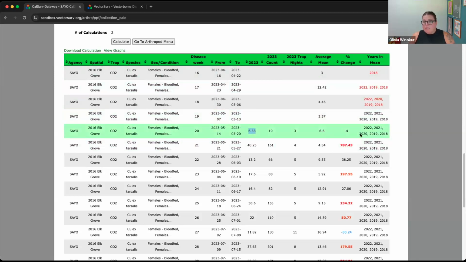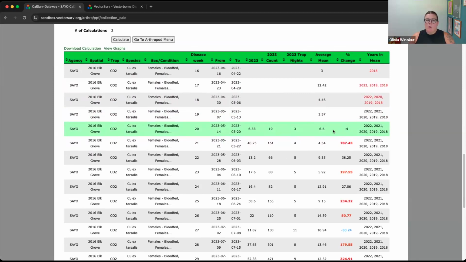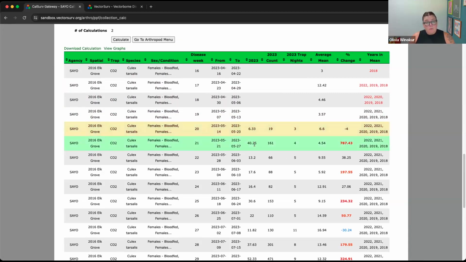Our average, so this takes into account all the previous data that is in the system. So we have data from 2018 to 2022 for our 5-year average. It's telling us that we had a negative 4% change. So we had lower abundance in this week period in 2023 compared to the 5-year average. If we move to the next week, you can see our percent change is positive and very positive. So 780% change in abundance for this week period compared to the 5-year mean.